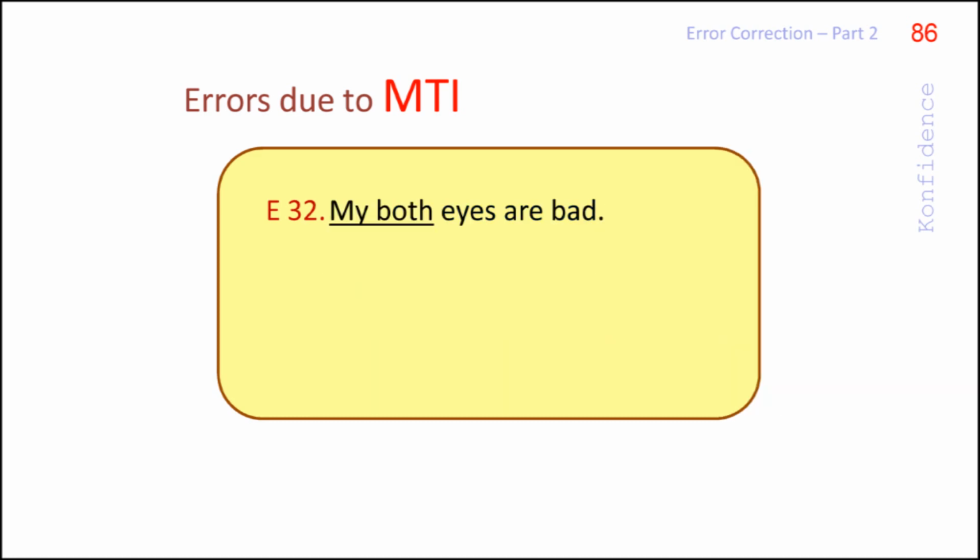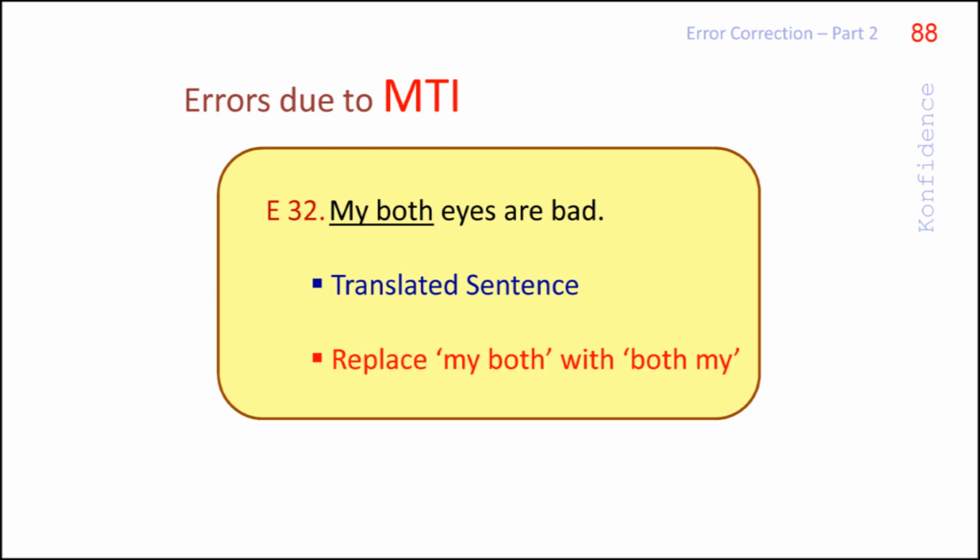In the third sentence, the word order of the underlined words is wrong. This is because, once again, it is a translation of a sentence in a native Indian language. In Indian languages, the word order is like this. But in English, there is a slight change. Instead of my both, it must be both my. So we should say, both my eyes are bad.